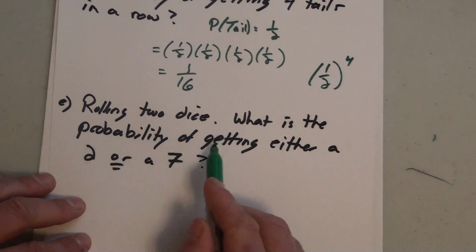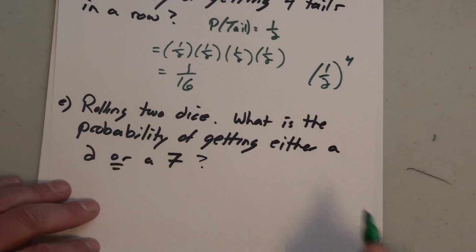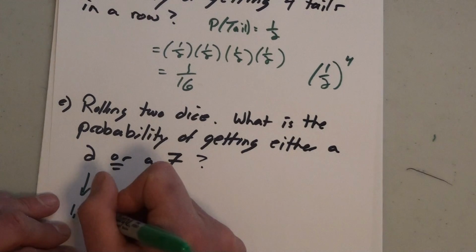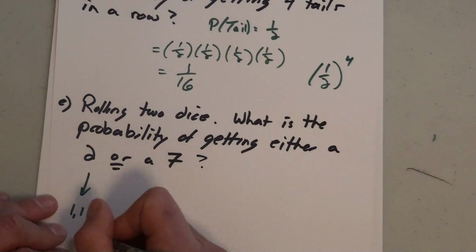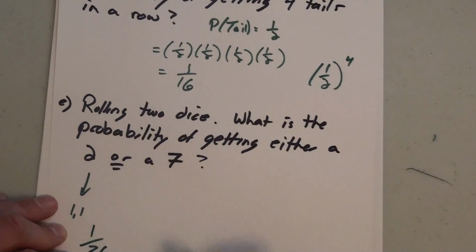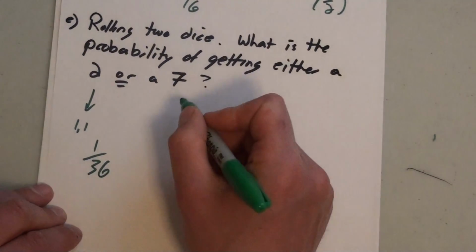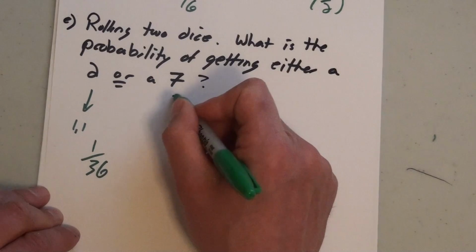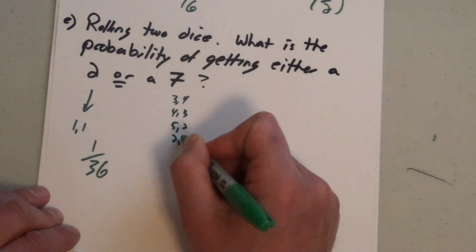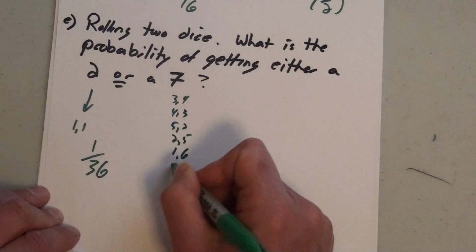What's the probability of either getting a 7 or a 2? Now, with 2 dice, if I get a 2, that means I have only a 1 and a 1. Okay, there's only one scenario of that happening. So it'll be 1 out of 36 of me getting a 2. If I'm going to roll a 7, you could have had a 3 and a 4, a 4 and a 3, a 5 and a 2, 2 and a 5, 1 and a 6, a 6 and a 1.